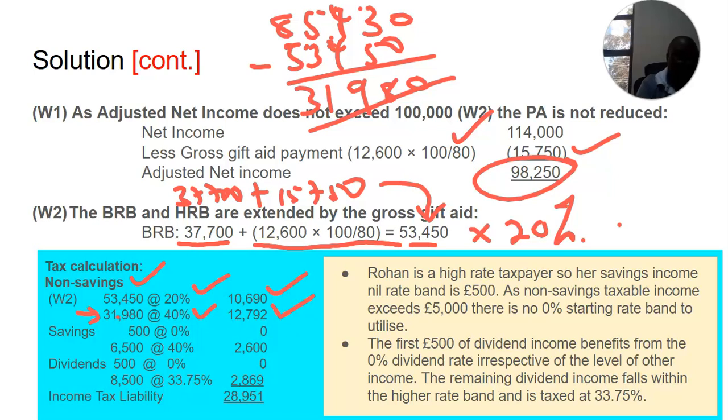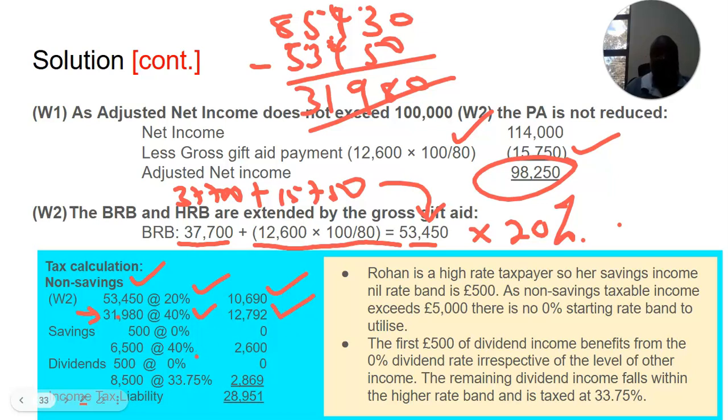Let me verify with my calculator. Okay, seems like I'm running away from the camera. So let me use my calculator. We are simply saying 31,980 multiplied by 0.4, that's 12,792. Then once you have dealt with those things, then move on to savings income.